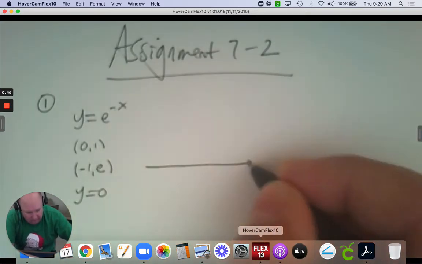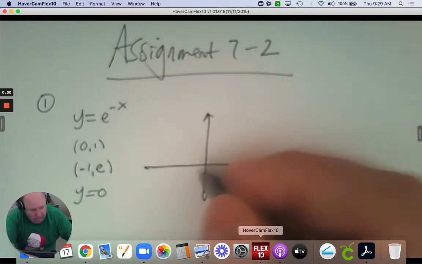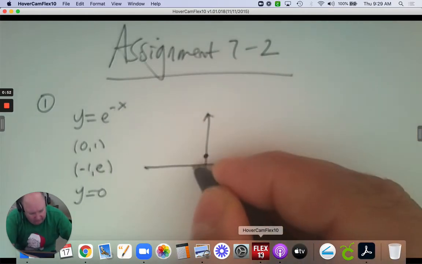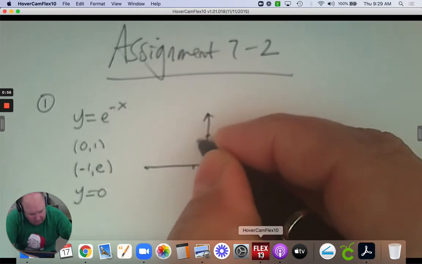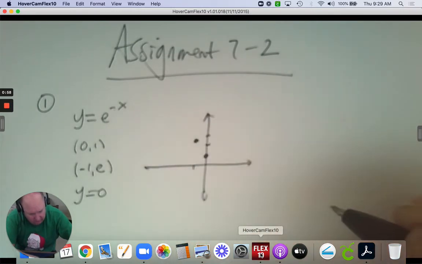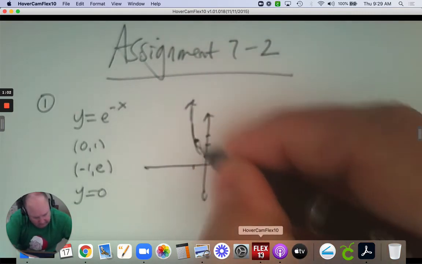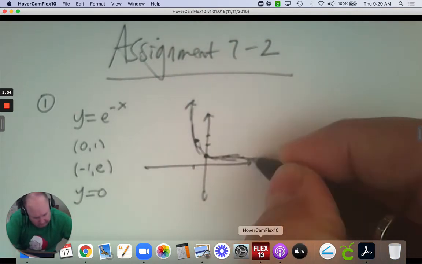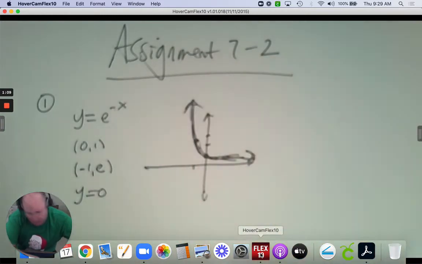So if I graph this, I'm going to start at 0, 1, negative 1. Again, e is about 2.7. So find where 2.7 is. And then what's the curve here? There's an asymptote, remember, at 0. So there's a nice curve.